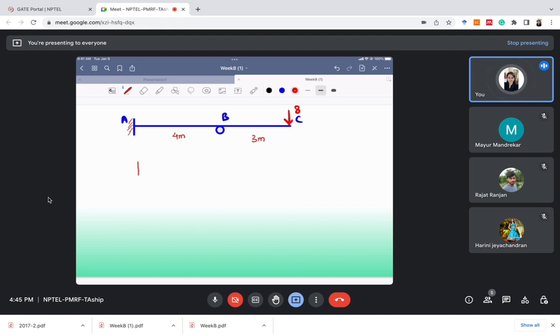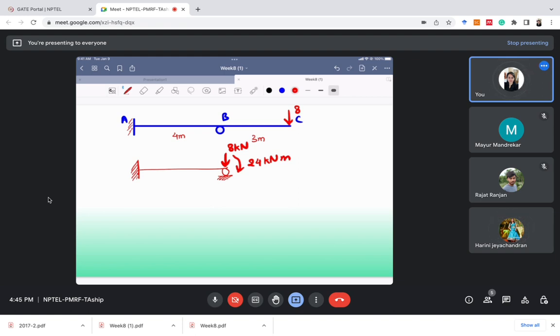So let's make an equivalent system here. We can remove this BC part, and instead of this we can shift this load here as 8 kilonewton, and we can apply a moment also. The moment will be 8 multiplied by 3. Moment is force into distance, so the moment will be 24 kilonewton meter. So this is the equivalent system.